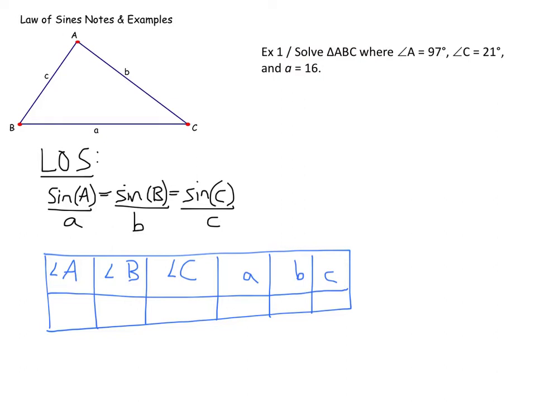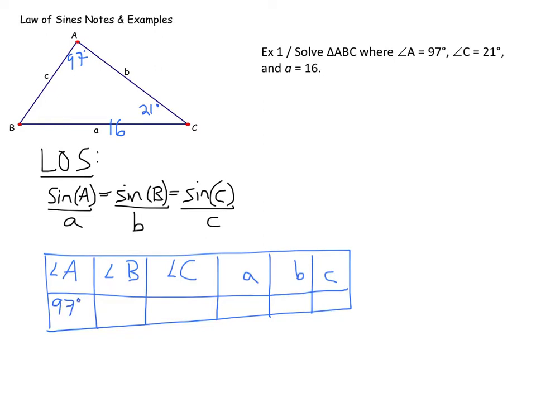I guess I'll fill in the chart after I fill it in on the diagram, because really interacting with the diagram is the most important. So we know side A is a length of 16. We know angle A is 97, and we know angle C is 21. Now keep in mind those are degrees and those are degrees. Alright, so I'll put this information in my chart as well. I think it's a good organizational tool.